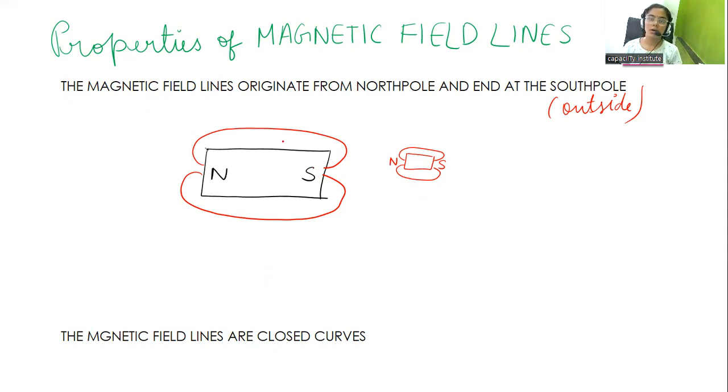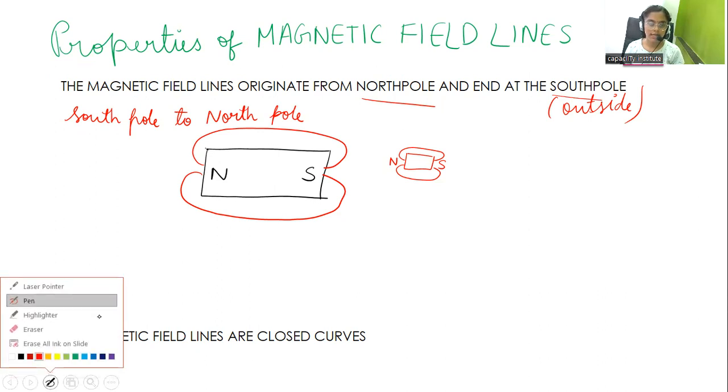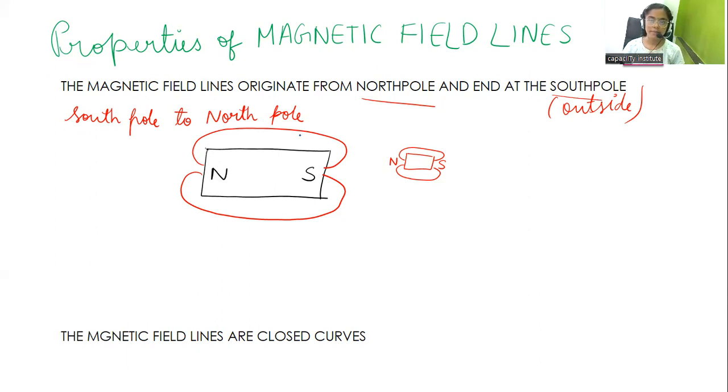The direction of these magnetic field lines inside the bar magnet is from south pole to north. Okay, here we can see it is from north to south, but when it comes to the inside, it is from south to north. Now check. So what happens is that from here they don't stop. They originate from north, but they don't stop at the south. They again go back to north in this way.